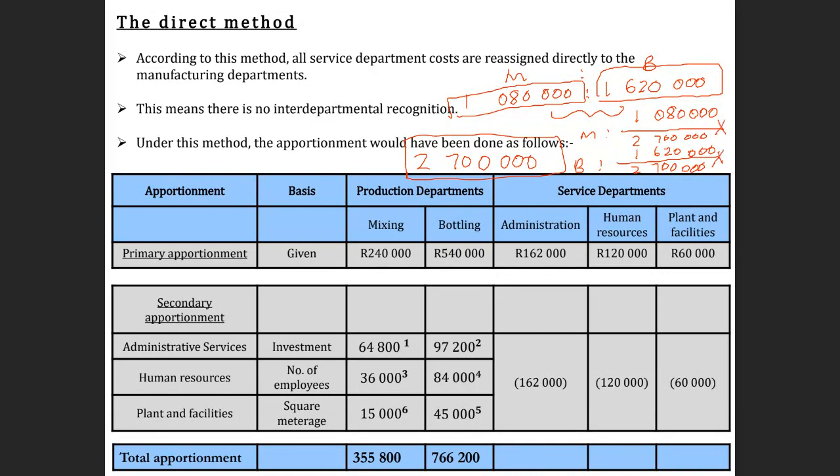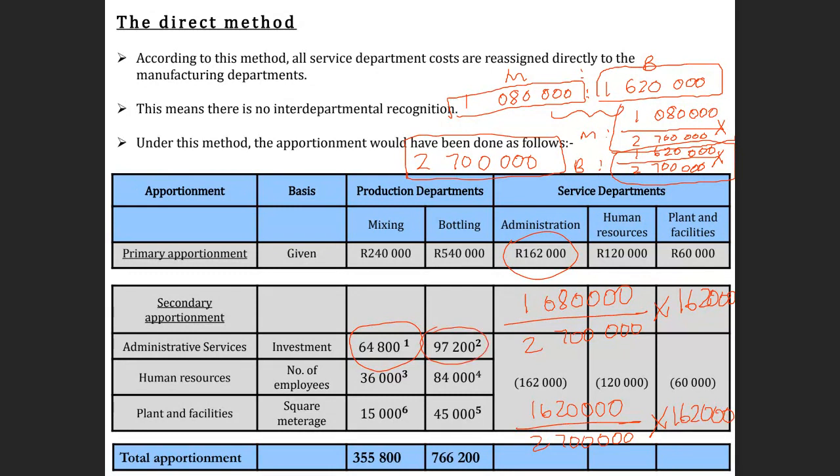So now you've created a ratio for mixing and bottling, and all you're going to do is multiply both of these by the cost that needs to be reassigned, which is 162,000 rand. So basically, you're going to say for mixing, it's going to be 1,080,000 rand over 2.7 million multiplied by 162,000, and that gave you this figure of 64,800 here. And for bottling, it's the 1,620,000 out of the 2.7 million, and that is multiplied by the 162,000 that is being split, and that gave you the 97,200.